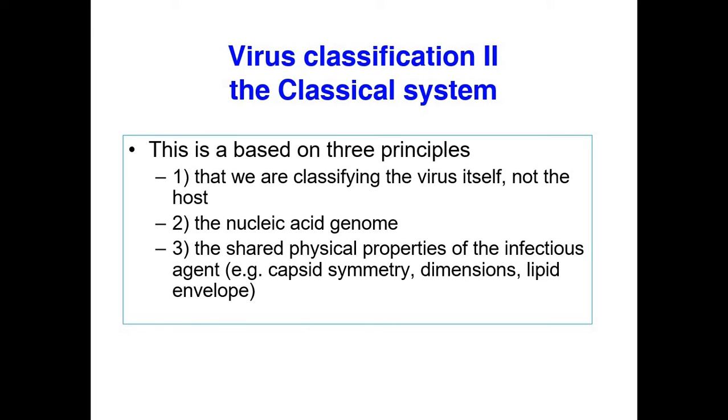Virus classification two: the classical system. It is based on three principles. First, that we are classifying the virus itself, not the host. Second, the nucleic acid genome is the basis. Third, they share physical properties of infectious agents like capsid symmetry, dimensions, and lipids involved.